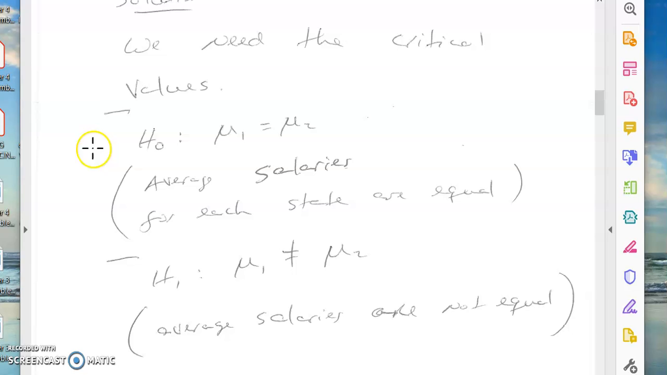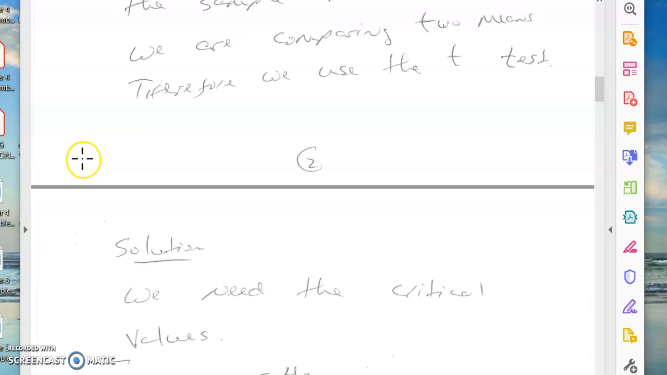That's my null hypothesis. Remember, who has the burden of proof? You have to convince me, I'm very skeptical, you have to convince me that there's a difference between the average salaries. If you don't convince me, then I'm going to just assume that they're the same.